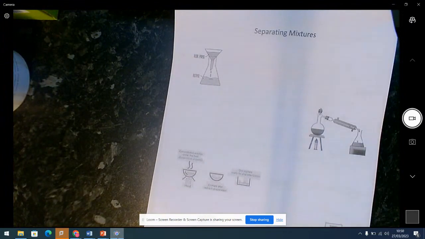Okay, what we then went on to look at is this idea of separating out mixtures, and it's important that you are able to do that and break that down.